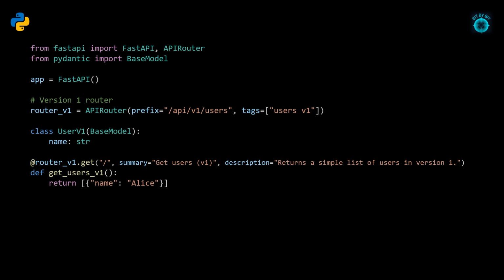Then we define a route using the decorator @router_v1.get. The path is a /, which means this endpoint will respond at /api/v1/users/. We also add a summary and a description. The summary is a short one-line explanation that appears in the documentation. The description is a longer explanation that gives more detail about what the endpoint does. The function get_users_v1 simply returns a list with one user named Alice.